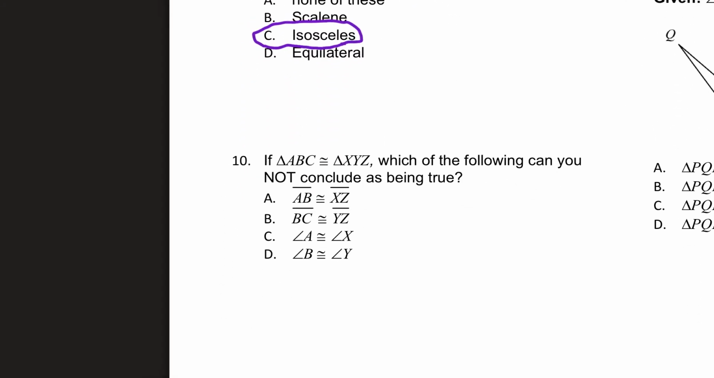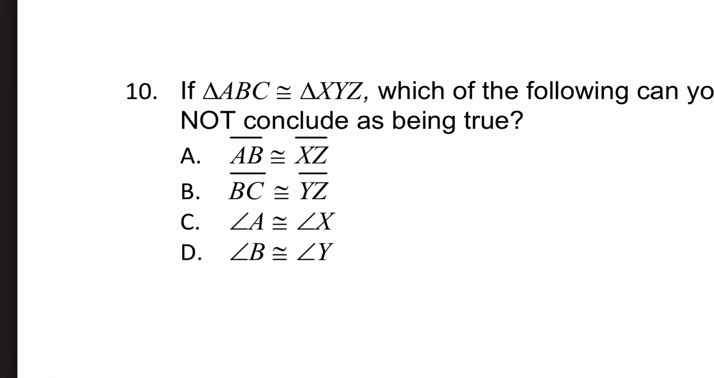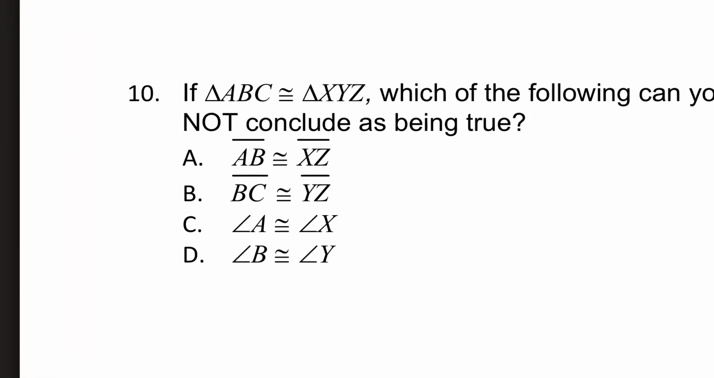Okay, number 10. If triangle ABC is congruent to triangle XYZ, which of the following can you not conclude as being true? Okay, so we have a congruent statement here, which means all the pieces of the congruent statement are congruent to each other. So we can say 6 different things about a triangle congruent statement.